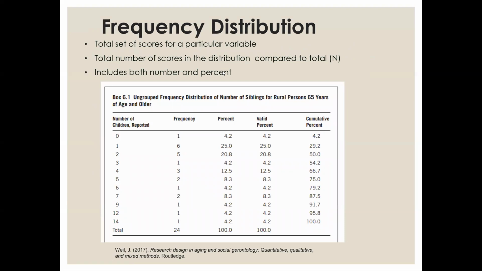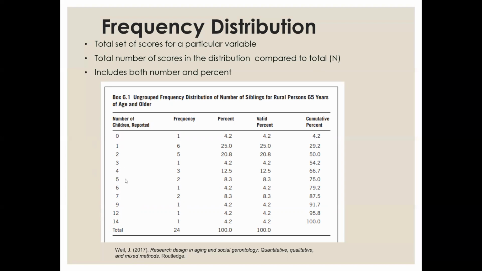I pulled this frequency distribution from my own work, and I want to show you a couple of things. This is an ungrouped frequency distribution of the number of siblings for people who are 65 and older and rural. So how many siblings do you have if you're 65 and over and living in a rural area? It's ungrouped because every single number has its own place. There's not a range. We're not saying 0 to 2 or 3 to 5. Each number of siblings in a family is reported here.